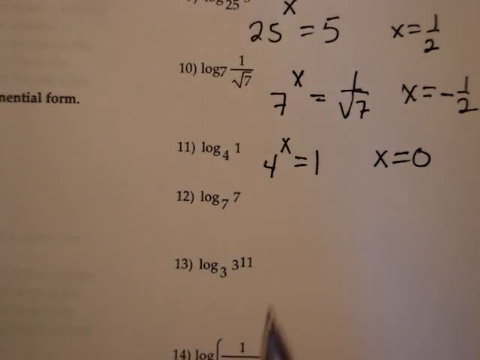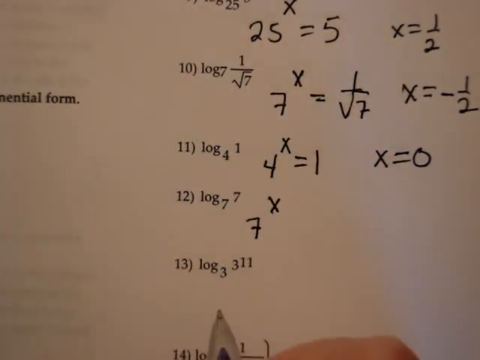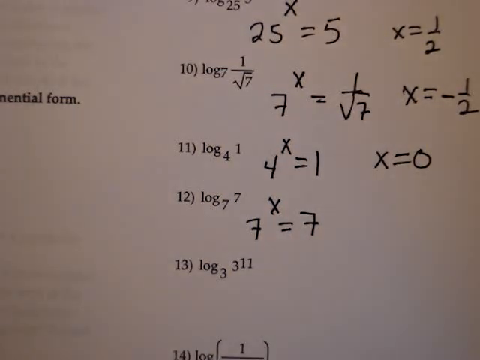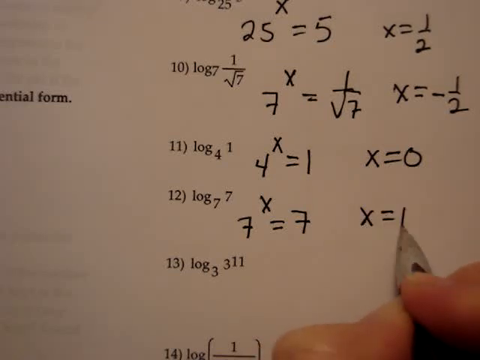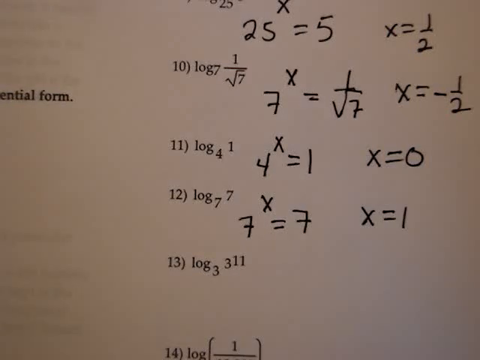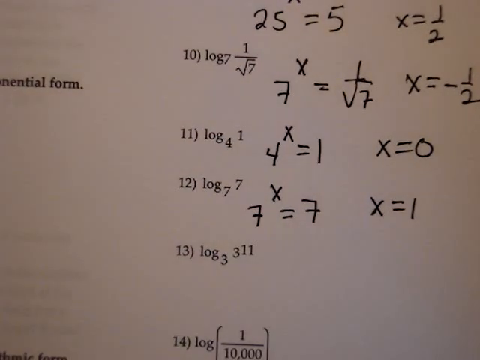Number 12. If I have a base of 7, what exponent did I put on 7 to get 7? Now that just seems silly, but the answer is clearly 1, which is the next basic log property. Log base b of b is always 1. Okay, now I'm going to pause. We're going to need to do this in a second part.